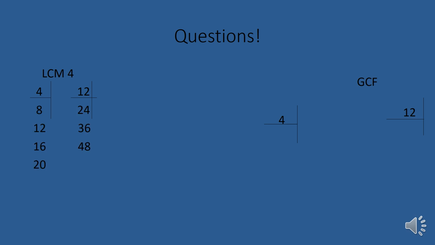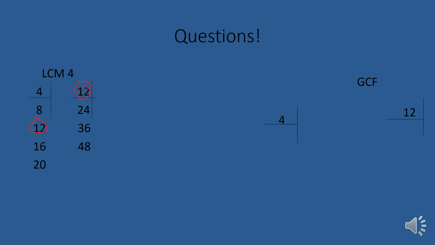So the LCM of 4 and 12. What is the least common multiple? The big boss. Then, with the numbers, I just look for the first one that relates: 12 and 12. How do we do this? 8, 12, 16, 20, 24, 36, and 48. But 12 is the first one. Okay, guys? Now, greatest common factor.